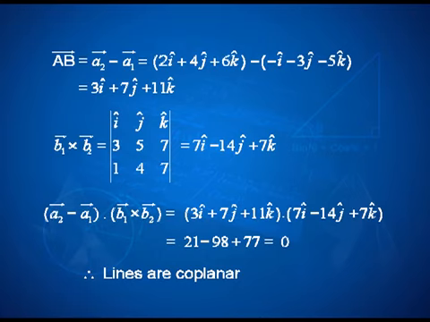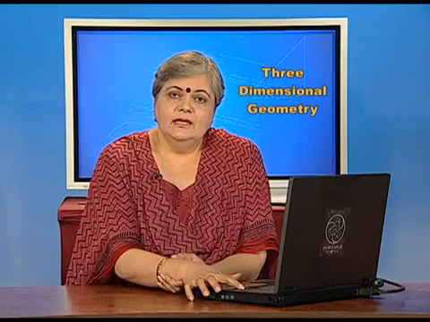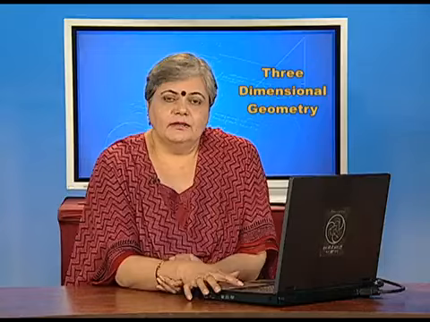Isn't B1 cross B2 perpendicular to the plane containing the two lines? And therefore, B1 cross B2 gives us the normal to the required plane, which we have already calculated. And so, the normal to the plane is 7i cap minus 14j cap plus 7k cap. What else I need to form the equation of the plane is the point.